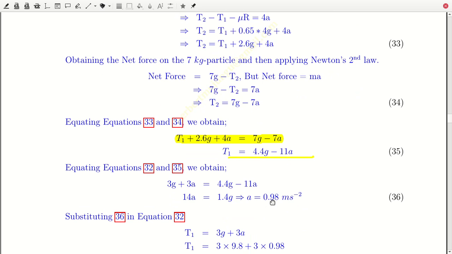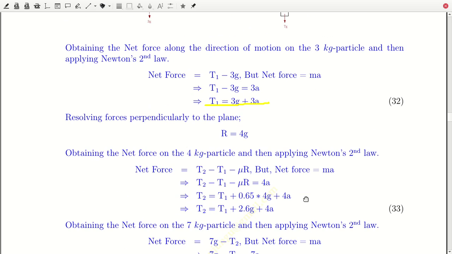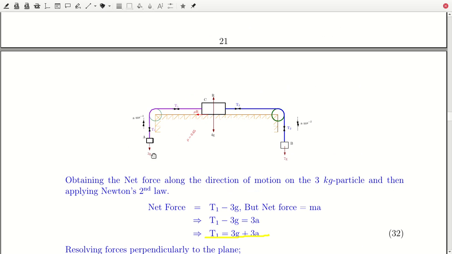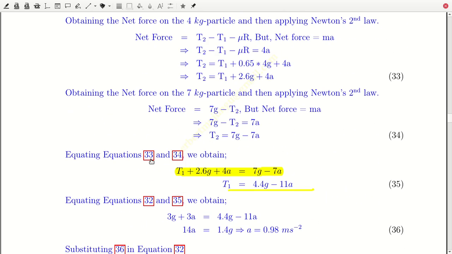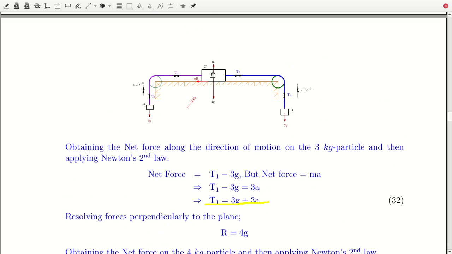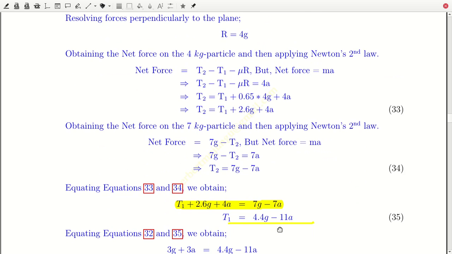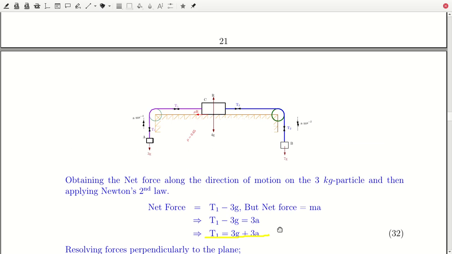A is 0.98 meters per second squared. What does this mean? It means the particle of 3 kilogram mass will move upwards with an acceleration of 0.98 meters per second squared. This one will move from left to right with that same acceleration. This one will move downwards still with an acceleration of 0.98 meters per second squared, as you have observed.